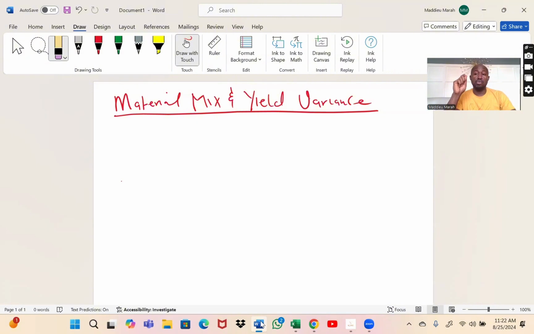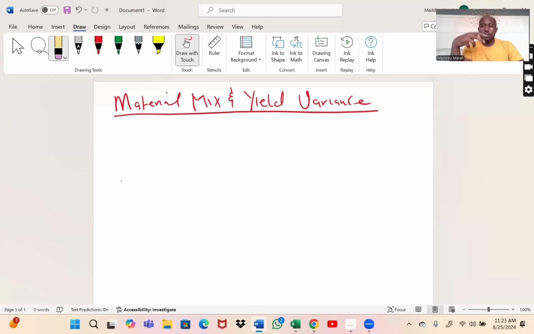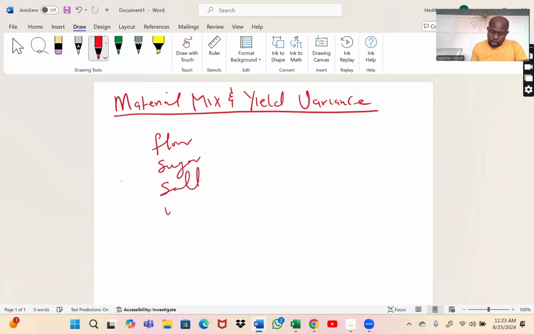Material mix variance arises due to non-appropriate mixing of material. What is that telling us about? To make a particular product, we are using different components of material to make one product. For instance, we want to bake a bread. Baking a bread, we need flour. We need sugar. We need salt. We need water. These are just a few components we need in making a bread.